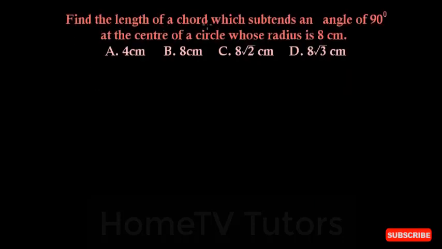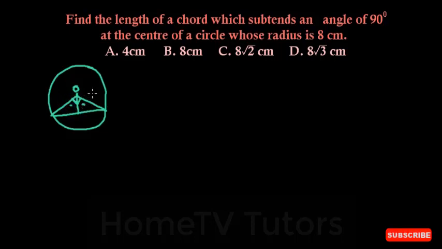Find the length of a chord which subtends an angle of 90 degrees at the center of a circle whose radius is 8 centimeters. That should look something like this. Okay, this is the center of the circle, and this is the chord. Alright, this is the 90 degrees that was subtended at the center of the circle. So a line bisecting that angle of 90 degrees into 2, so we have 45 degrees.